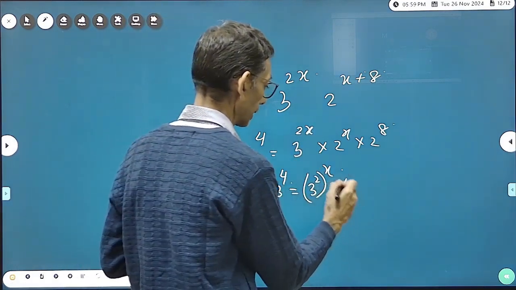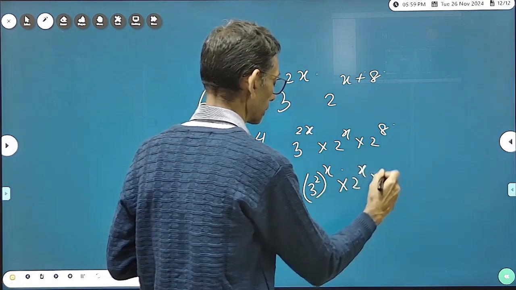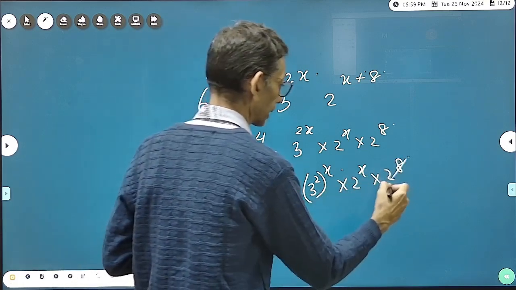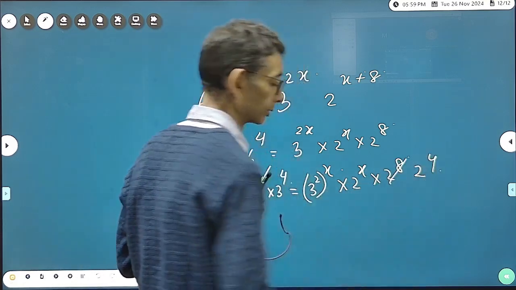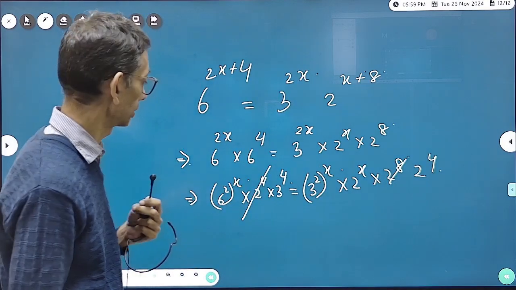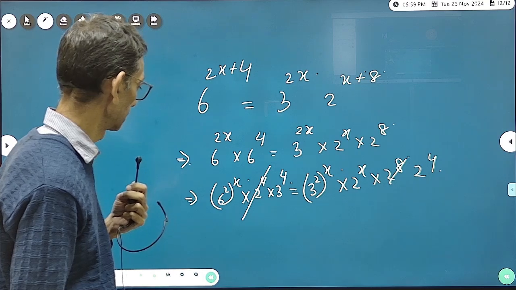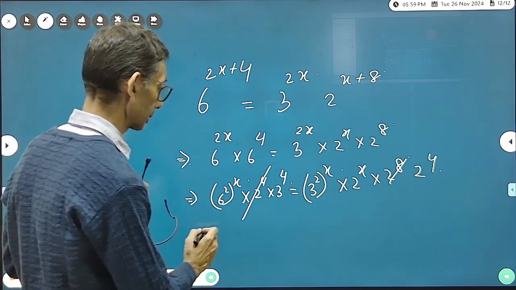And 2 to the power x and 2 to the power 8. Now look, I cancel 2 to the power 4. If 2 to the power 4 remains, 2 to the power 8 I can cancel by 2 to the power 4. Done. Okay, now see what remains.